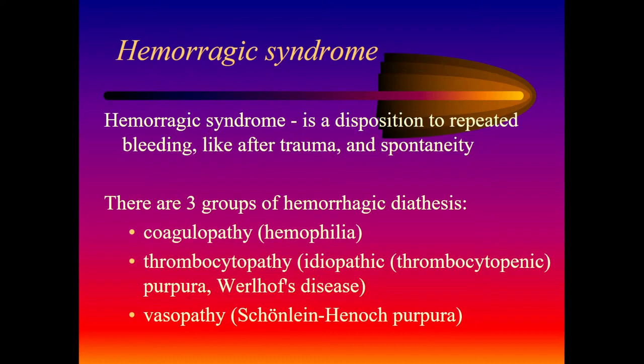That's hemolytic syndrome. Next, hemorrhagic syndrome. Hemorrhagic syndrome is a disposition to repeated bleeding, like after trauma and spontaneous bleeding. There are three groups of hemorrhagic diathesis: coagulopathy, hemophilia; thrombocytopathy, idiopathic thrombocytopenic purpura or Werlhof disease; and vasopathy, Schönlein-Henoch purpura. These are the three groups of hemorrhagic diathesis.